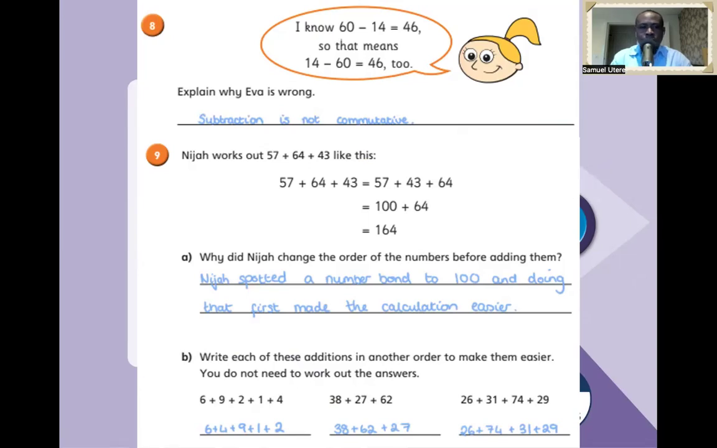Question 9. Niger works out 57 plus 64 plus 43 like this. Why did Niger change the order of the numbers before adding them? Niger would have done this because she wanted to make the number bond of 100, hence make the calculation easier to work with.